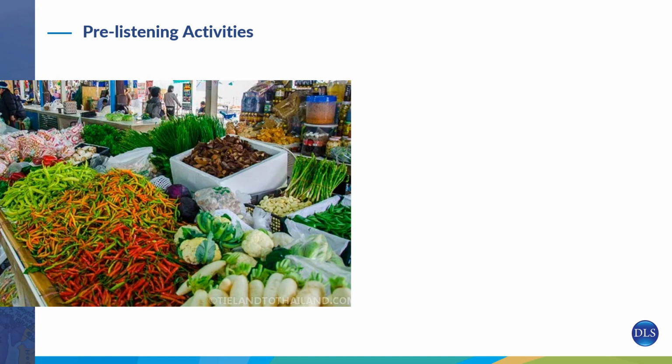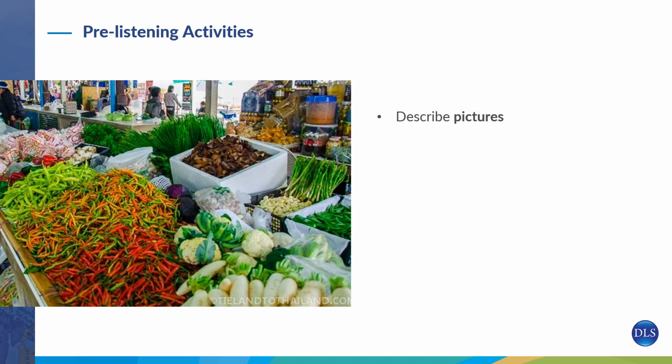Let's start by looking at activities for pre-listening. These activities work well with almost any type of listening. One is to have the student look at and describe pictures. So for example, let's say you're going to listen to a dialogue of someone buying food in the marketplace. You could show the student this picture and have them describe what they see.